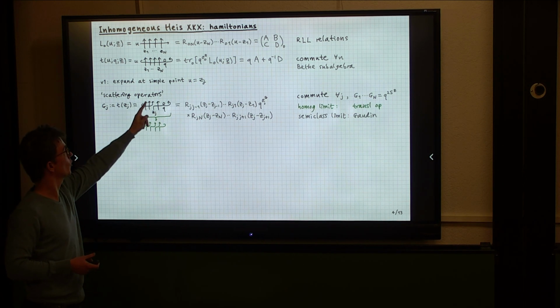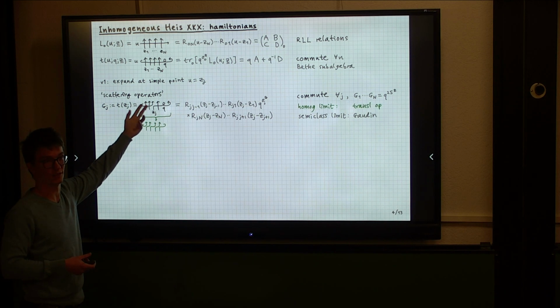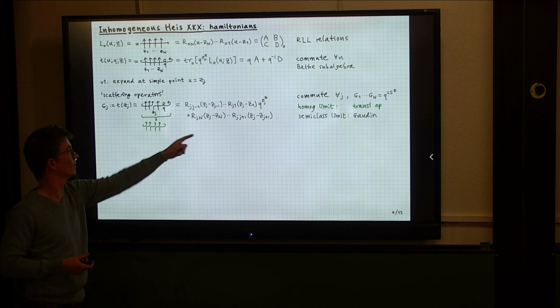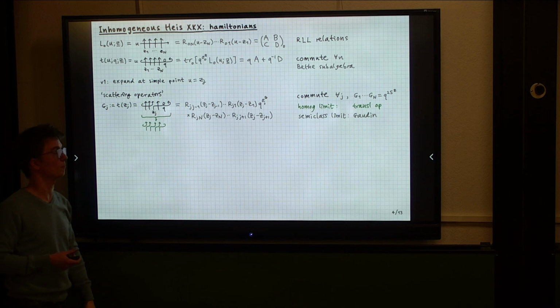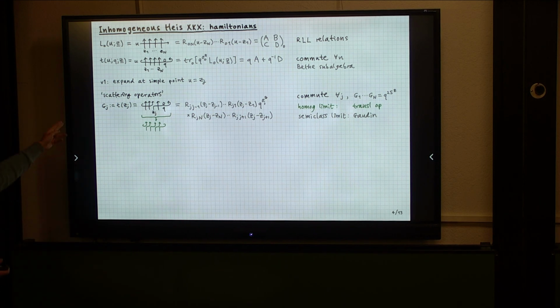And so basically this line opens up, so graphically the computation is almost trivial, and then you can write down a formula in terms of R matrix, if you prefer formulae over pictures. And all these different Gj's, of course we have n different of them, because we have n different inhomogeneities, they all commute with each other.